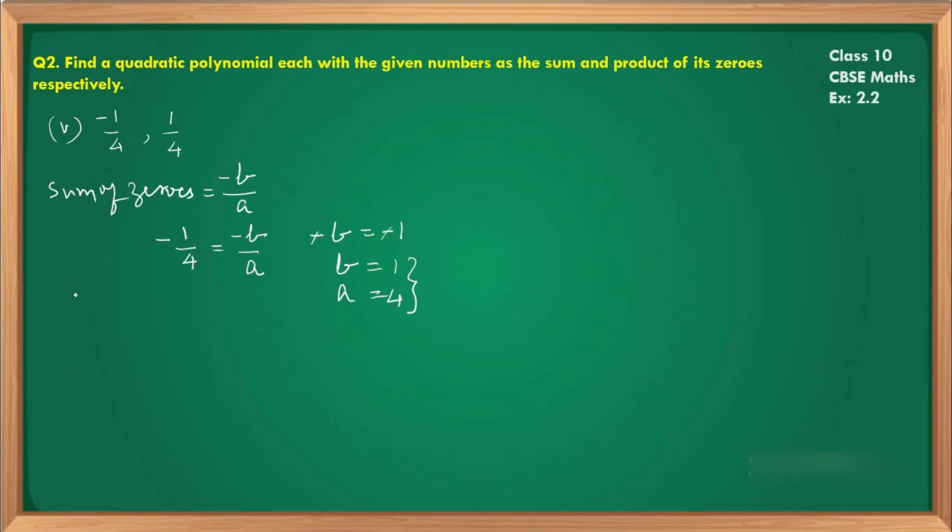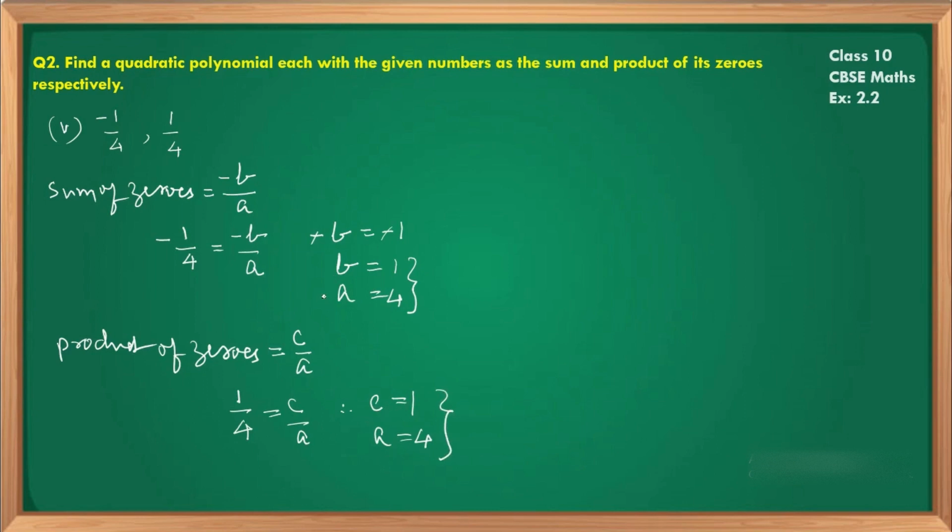Now let us write down the product of zeros, which is equal to c by a. And in the question, the product of zeros is given as 1 by 4. 1 by 4 is equal to c by a. Therefore, c is equal to 1 and a is equal to 4. That means 1 is in place of c and 4 in place of a. That's how you got the values of c and a. Here you can observe that the a value is 4 in both the cases.